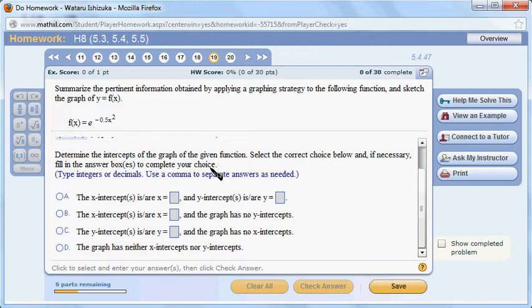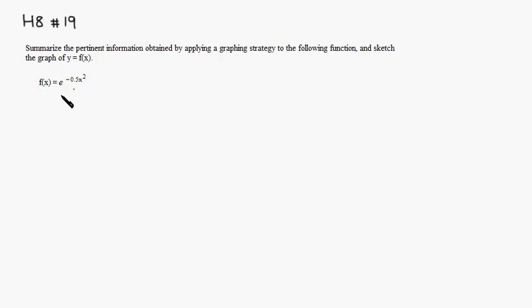Next, determine the intercepts of the graph of the given function. So let's find the x-intercepts and the y-intercepts. If you want to find the x-intercepts, we need to set y equals 0.